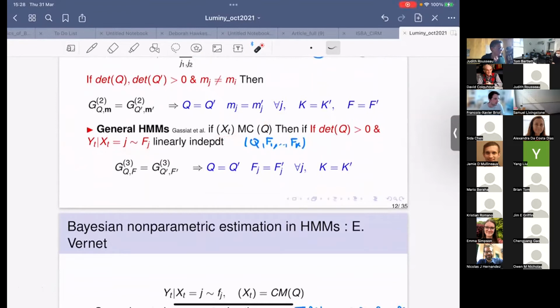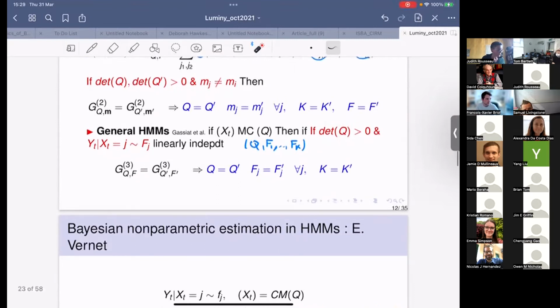Then if you look at the distribution of 3 consecutive observations, which I call G3 here, Q F, then G_{Q,F} equals G_{Q',F'} implies Q equals Q' and F equals F' and K equals K', as soon as one of the determinant of Q or determinant of Q' is positive. So as soon as you have dependence, then you can identify everything. And it's a bit of a miracle in a sense, because now you can do segmentation in a robust manner without having to specify the parametric models for the emission distributions.